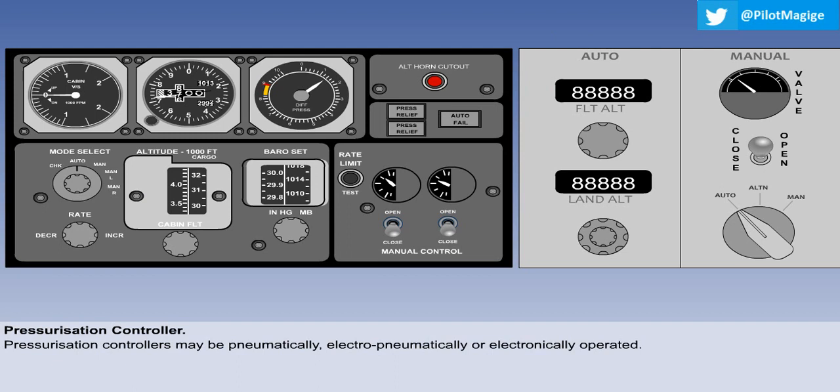Pressurization controllers vary in construction and operation. On simpler, small aircraft, they may be purely pneumatic in their operation. On old generation jets, they are electro-pneumatic. And in the case of most modern aircraft, they are electronically operated. Whatever type of controller is used, it will receive signals informing it of both the cabin and ambient pressures.